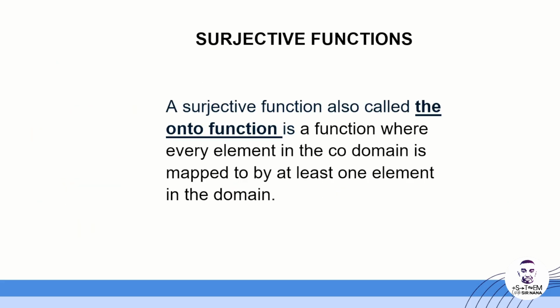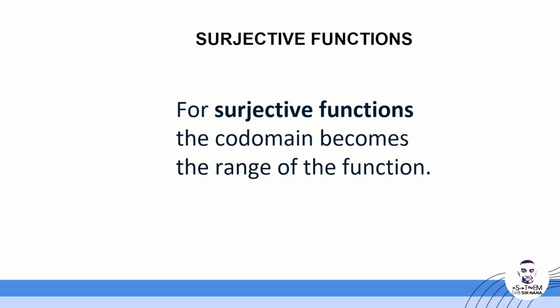So a definition for surjective function: we say a surjective function, also called an onto function, is a function where every element in the codomain is mapped to at least one element in the domain, as we have demonstrated. So as we mentioned, for surjective functions, the codomain becomes the range of the function, as we have explained.